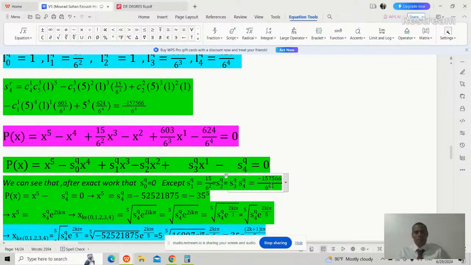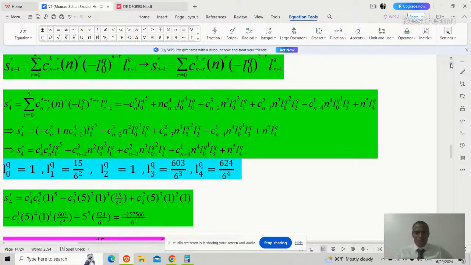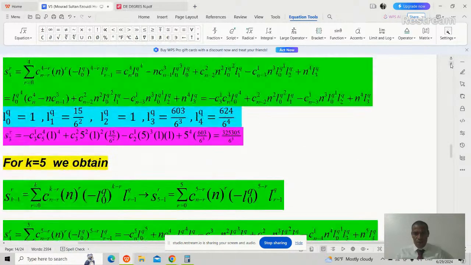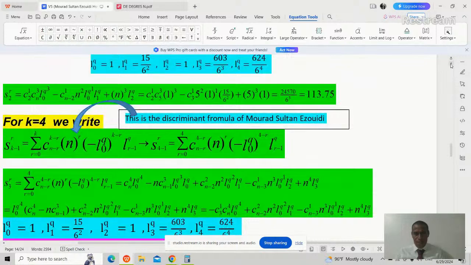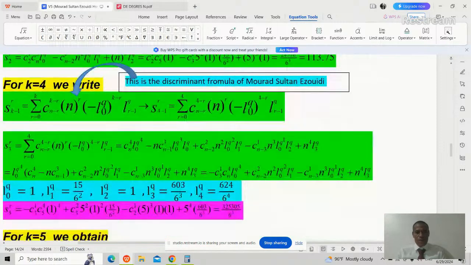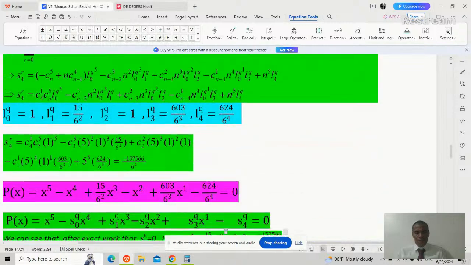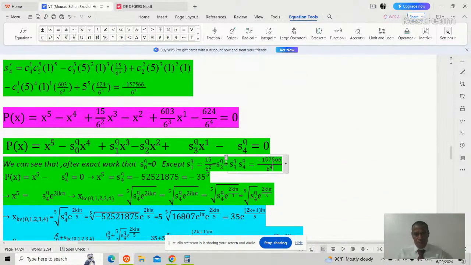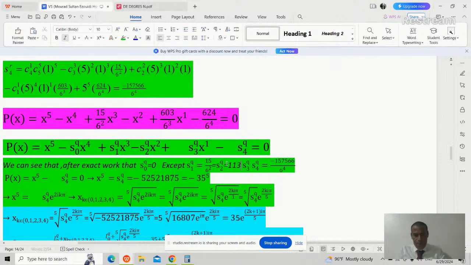Good, Mr. Mourad. Now I'm trying to find the value of S3. I will go back to this one, or I prefer to find the value of S2 first. S3 is clear. S2, learners, is 113.27.